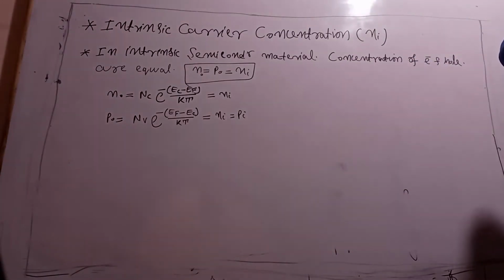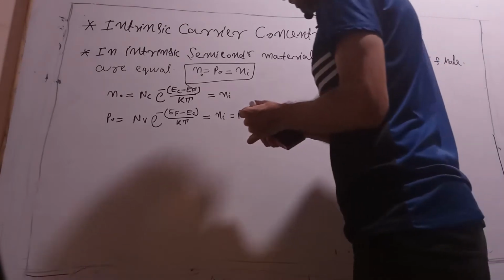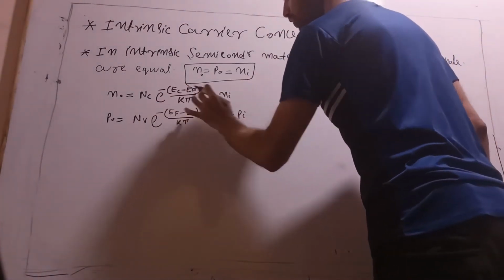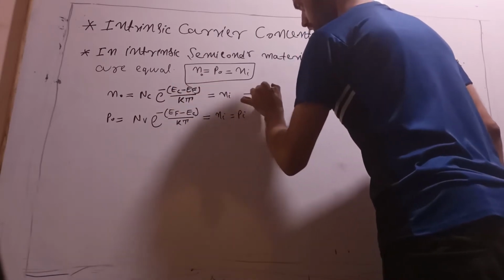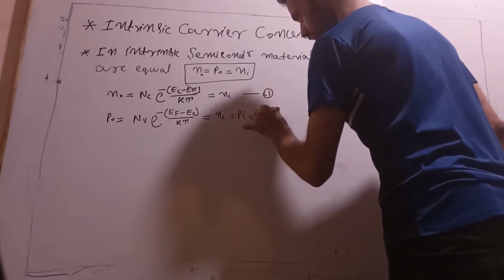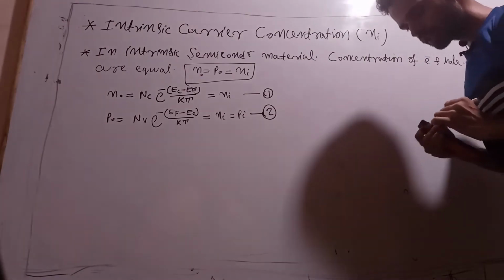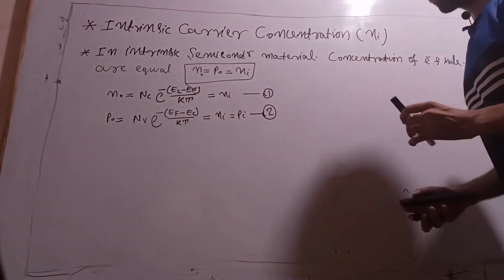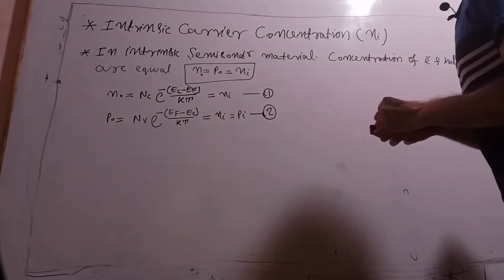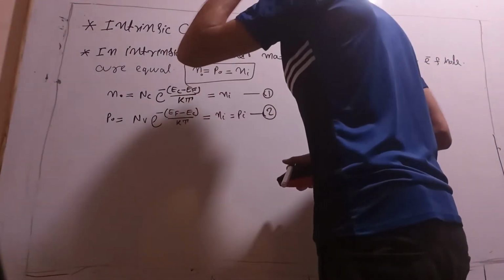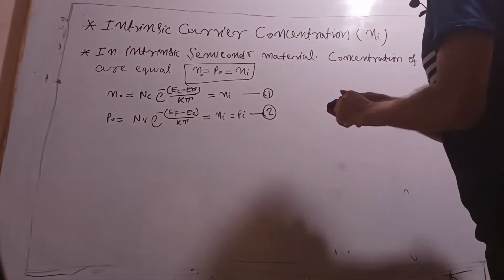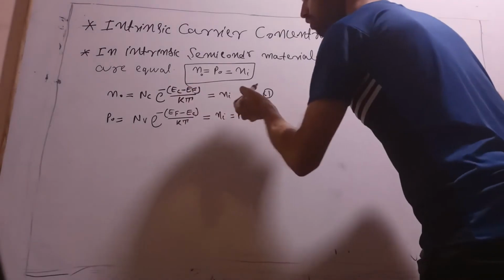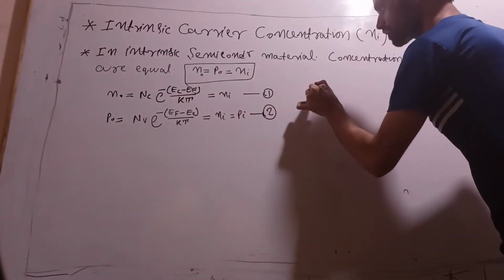Now see here, this is ni. These are two equations, equation 1 and equation 2, both for the intrinsic carrier concentration. Now let us take the product of these two equations. Taking the product on both sides, we will see what we get.